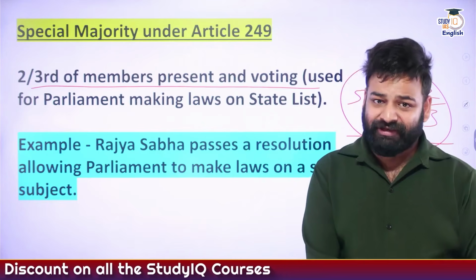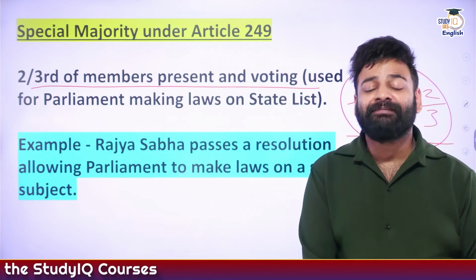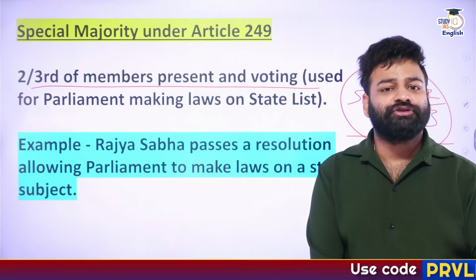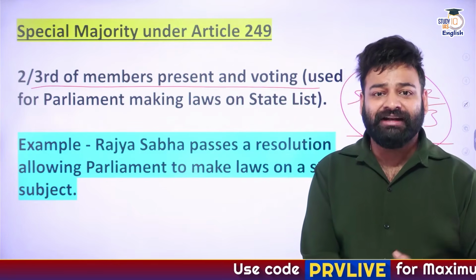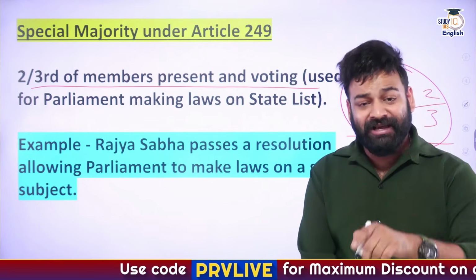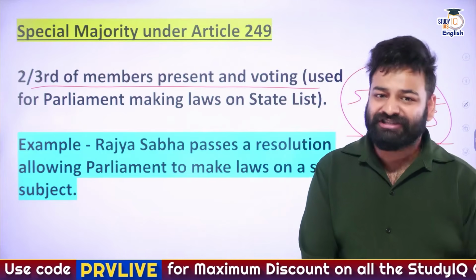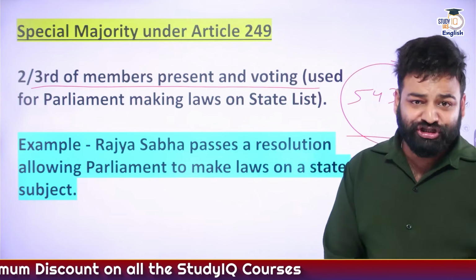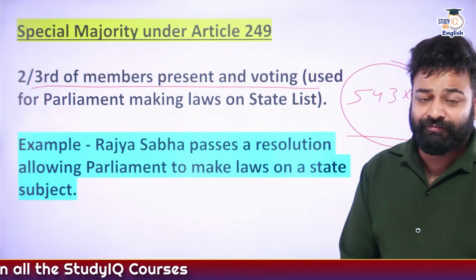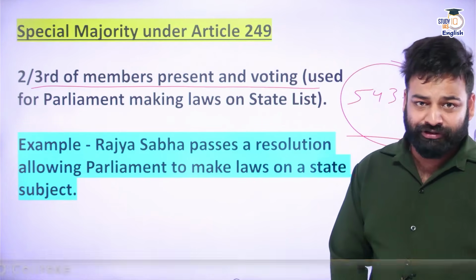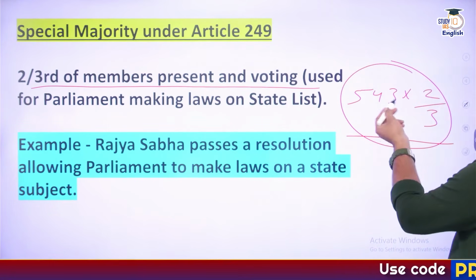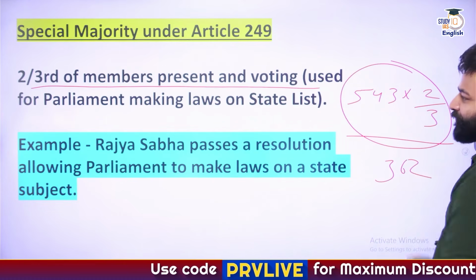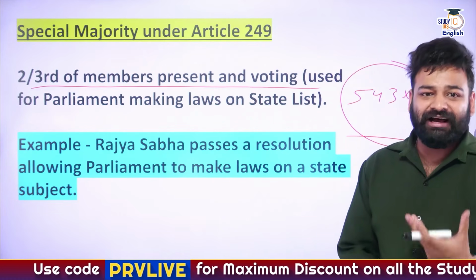In that very same way, Rajya Sabha can pass a resolution, and then what can happen? Parliament can make any law mentioned in the state list. But for that, Rajya Sabha needs what? Special majority, that is 2/3 of the members present and voting. So let's say 2/3 of 543, it will be roughly 362. So this is how many members are needed.